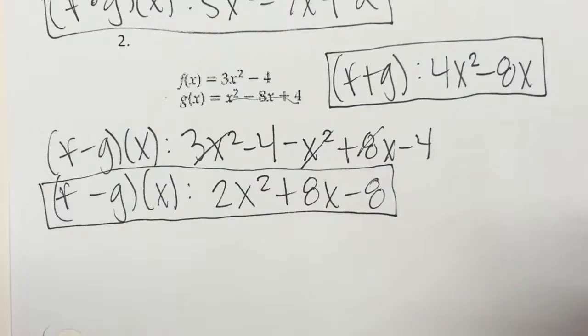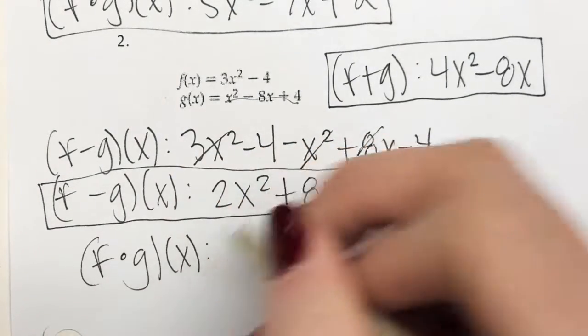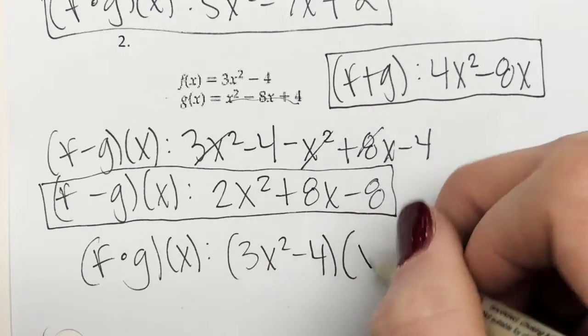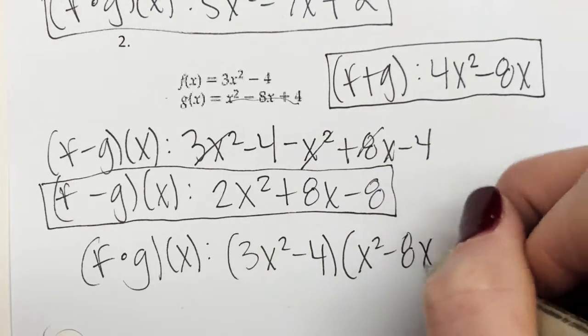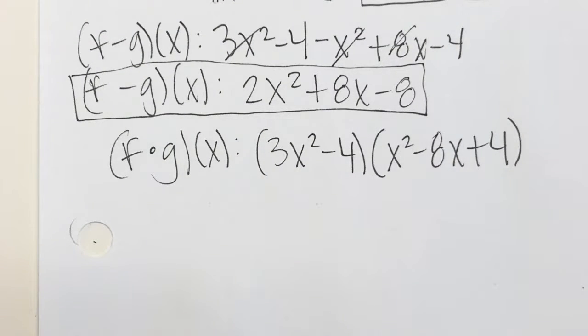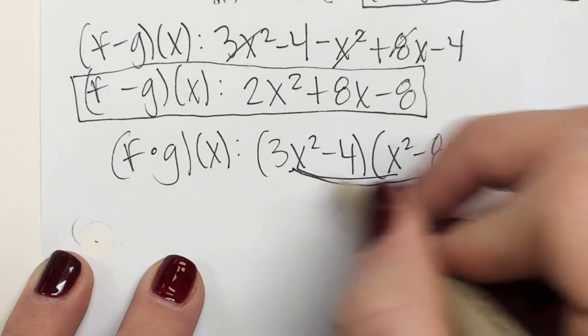Alright, moving on to multiplication. f times g of x. I'm just going to write f first, so 3x squared minus 4 times x squared minus 8x plus 4. Alright, how would I multiply these? Would I use the full method? Why? Correct, so how do I multiply? Distribute. Good. Distribute 3x squared first.